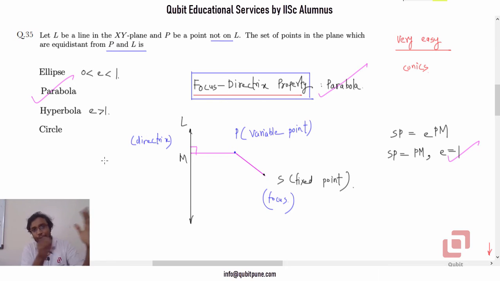In addition to that, you should know the other things: y squared equal to 4x, x squared equal to 4by, what happens if the parabola is inverted, other things, rectangular hyperbola, eccentricity of them, so many things, but this is the basic. We have solved it, simple. Question 35, answer is parabola.